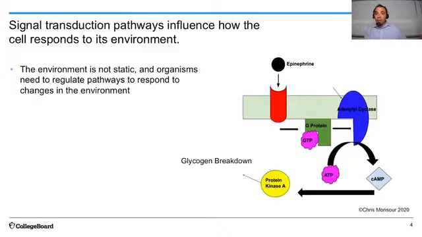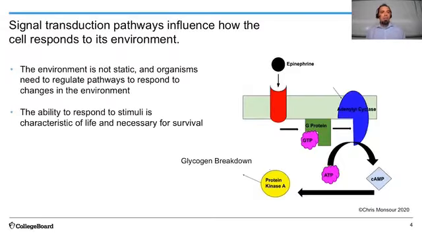So the epinephrine, which when it attaches to that receptor, will ultimately lead to that glycogen breakdown, release that glucose, and provide the energy that is needed. So the ability to respond to stimulus is characteristic of life and necessary for survival. Again, this pathway demonstrates that process of what happens when a stimulus occurs and the response.